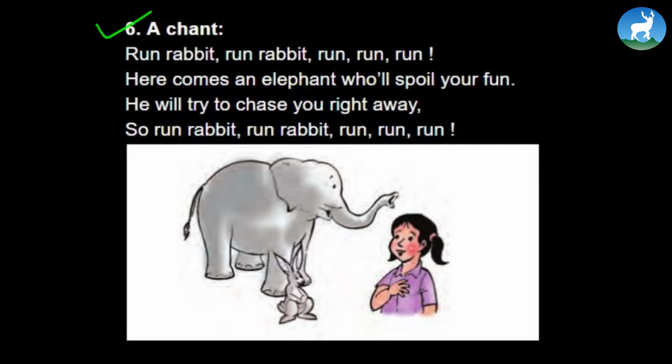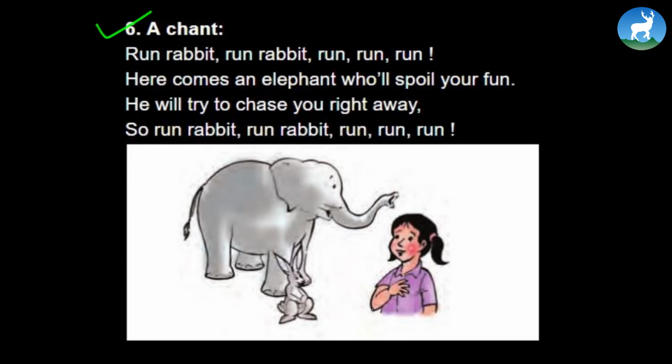Run, rabbit, run, rabbit, run, run, run. Here comes an elephant who'll spoil your fun. He'll try to chase you right away. So run, rabbit, run, rabbit, run, run, run.